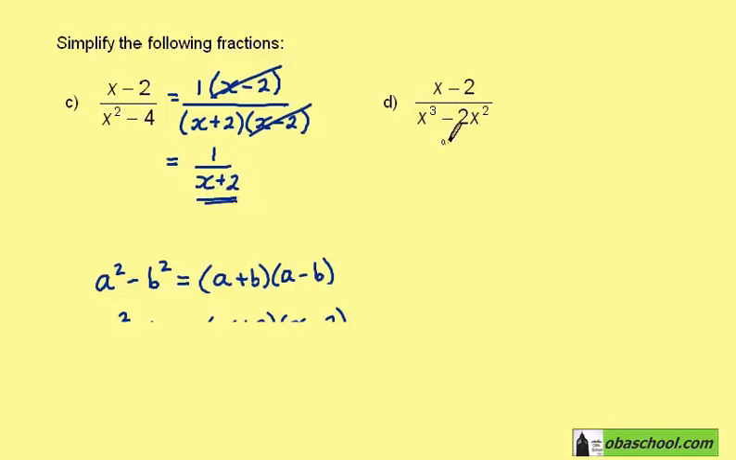Finally, we have x minus 2 over x cubed minus 2x squared. This is 1 times x minus 2. On the bottom, we have a common factor of x squared. Take this out and open a bracket, and in the bracket we have x minus 2. X times x squared is x cubed. X squared times minus 2 gives us the minus 2x squared. The x minus 2's will cancel, leaving us with 1 over x squared.